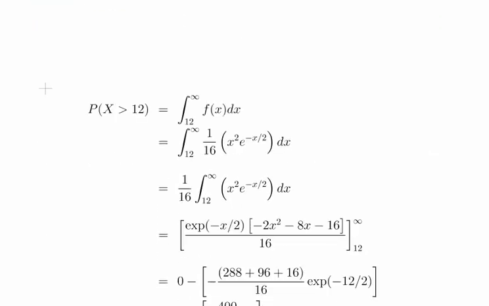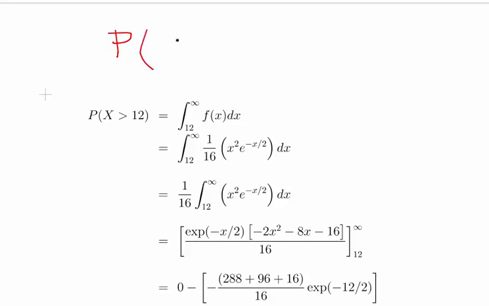So the question really is the probability of x greater than or equal to 12. That's what the question asks us, and how would we express that as an integral? Well, that is an integral from 12 to infinity of f of x times dx.